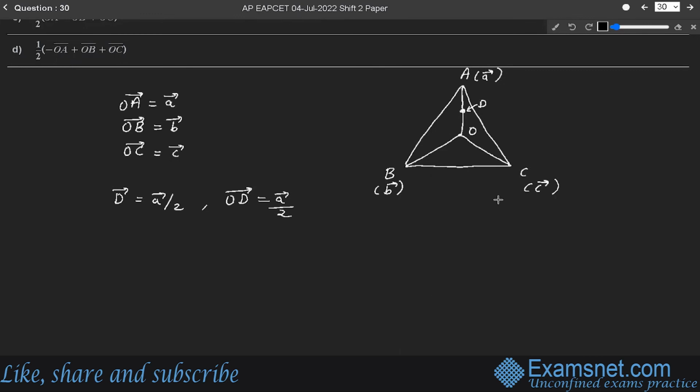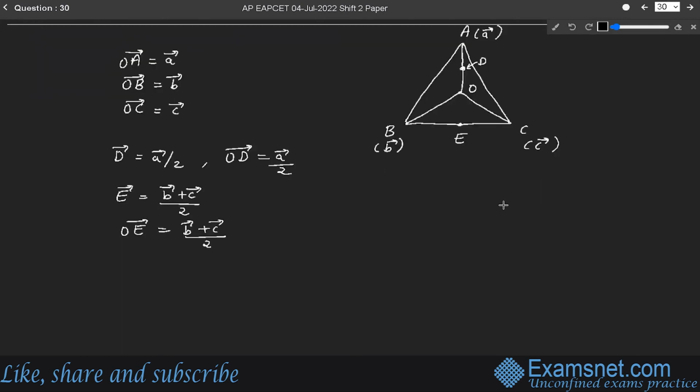Now, similarly, E vector will be equal to (b vector plus c vector) upon 2 because E is the midpoint for BC. So let this be a point E. You can see that it is a midpoint for BC. So we can say that OE vector will be equal to (b vector plus c vector) upon 2. We have to find DE vector. So as you can see in the figure, DE vector will be equal to OE vector minus OD vector.